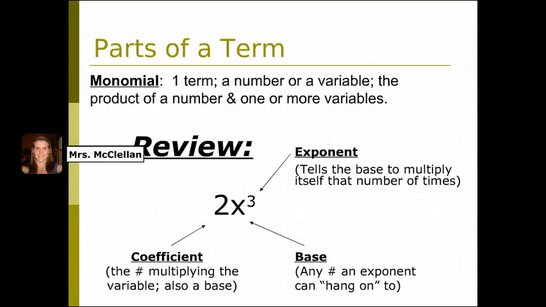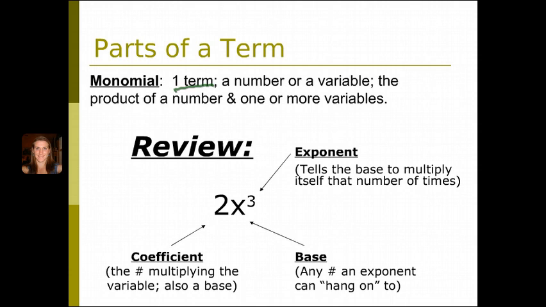We're going to start the chapter by giving you a few definitions. Our first definition is a monomial. A monomial is one term. It's a number or a variable or a combination of number and variables.